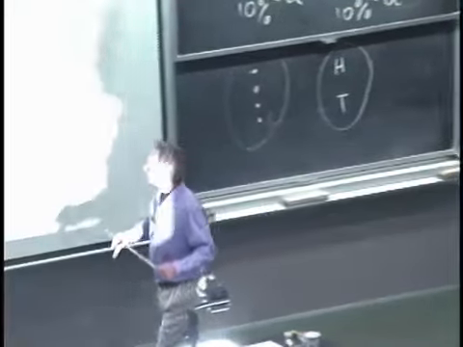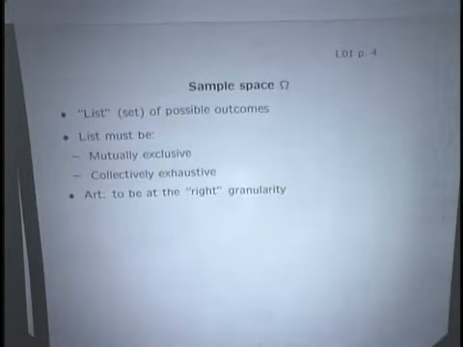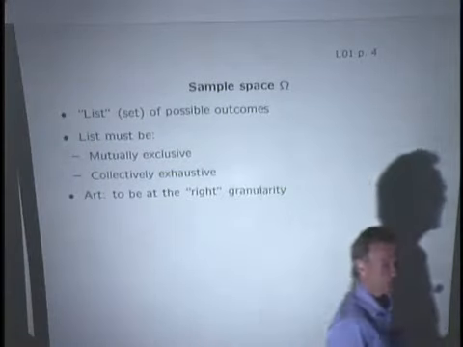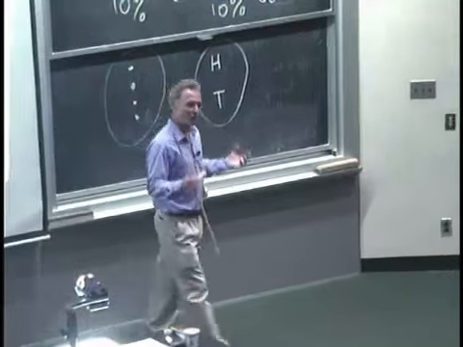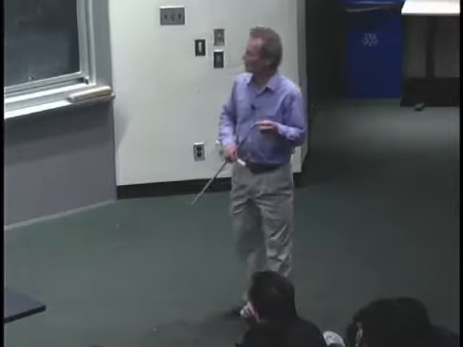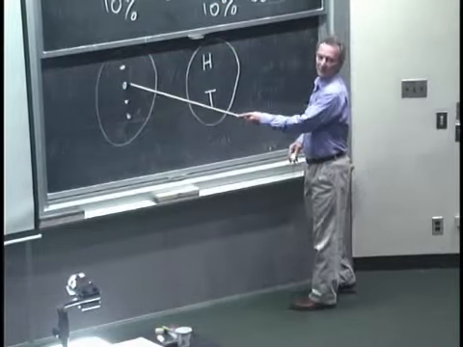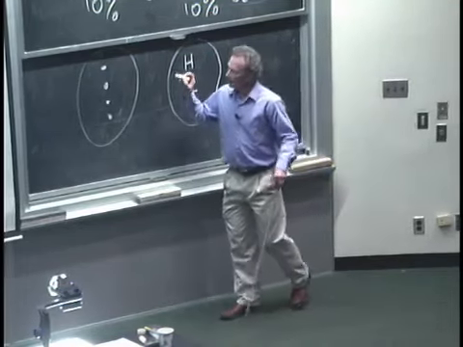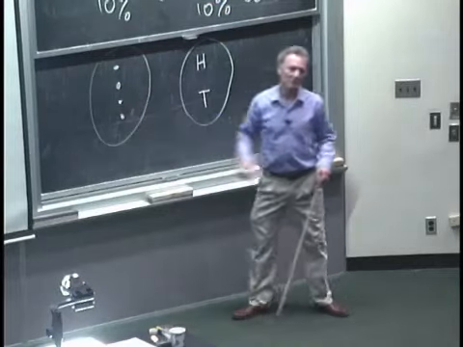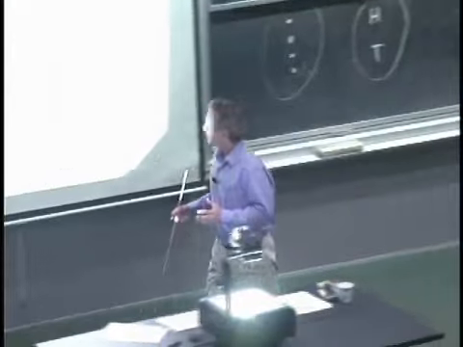OK, what do we need to think about when we're setting up this sample space? First, the list should be mutually exclusive, collectively exhaustive. What does that mean? Collectively exhaustive means that no matter what happens in the experiment, you're going to get one of the outcomes inside here. So you have not forgotten any of the possibilities of what may happen in the experiment. Mutually exclusive means that if this happens, then that cannot happen. So at the end of the experiment, you should be able to point out to me exactly one of these outcomes and say, this is the outcome that happened. OK, so these are basic requirements.